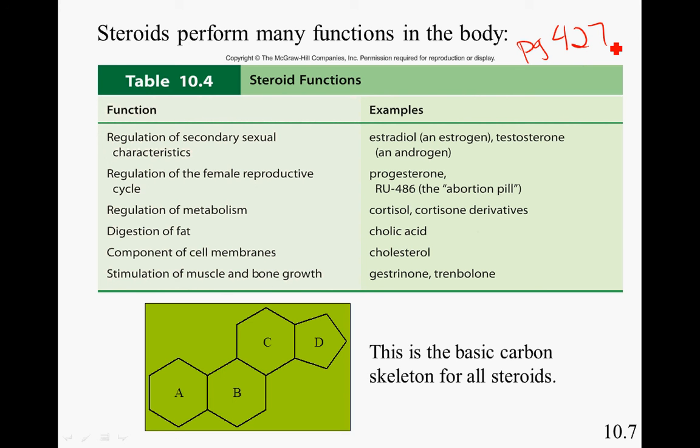Notice the basic structure of the steroid. It is unlike anything we have seen so far. Notice that there are 3 hexagons and 1 pentagon. This is what is meant by the carbon skeleton arrangement in 4 rings. The difference between one steroid and the next has to do with the atoms and groups of atoms coming off of these rings.